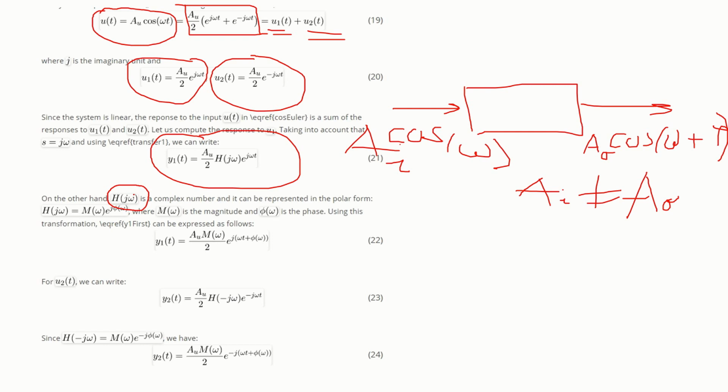On the other hand, the transfer function, if we substitute s for j omega, is a complex number and it can be represented in the polar form, where m is the magnitude and phi is the phase. Using this transformation, we can express y1 as follows. So if we put an exponential function as an input, we will get the exponential function with some phase difference. Similarly, for u2, we get the following, and using the same reasoning, we get.